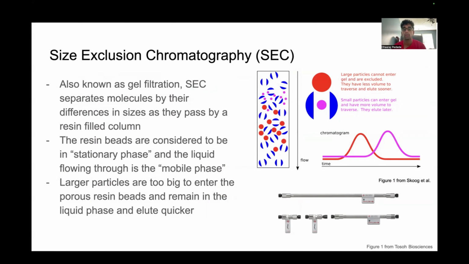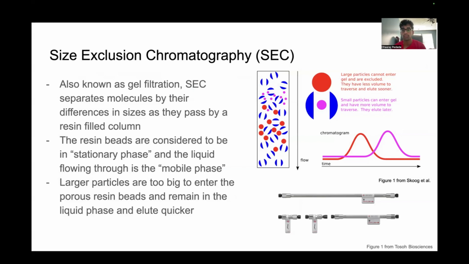And we're dealing with two types of particles, red and pink, where you can see that the red particles are much bigger than the pink particles. Because of that, these red particles can't enter these porous resin beads. So as we run this column, they end up eluting quicker, as you can see on this graph, where as time goes by, we see a red peak appearing first.